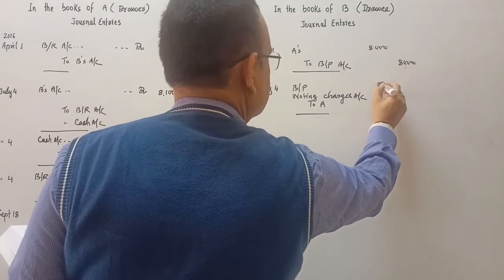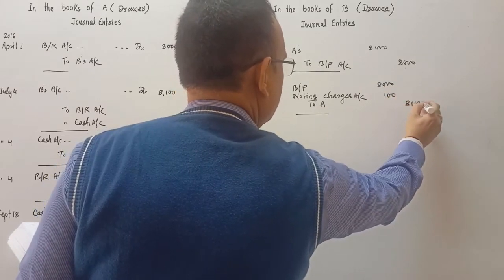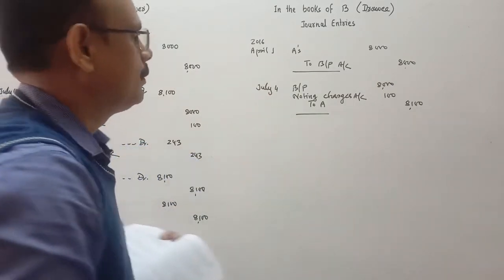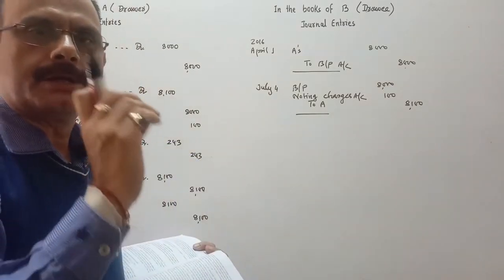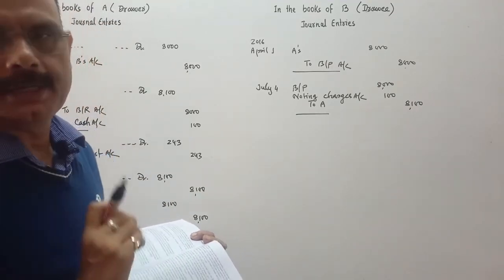So 8,000 is the bill amount, noting charges is 100, so it is 8,100. Okay. So what will we write in the narration? Being bill dishonored and noting charges paid by the holder.